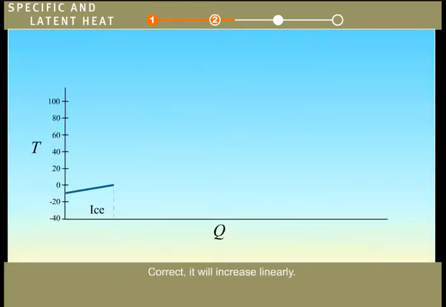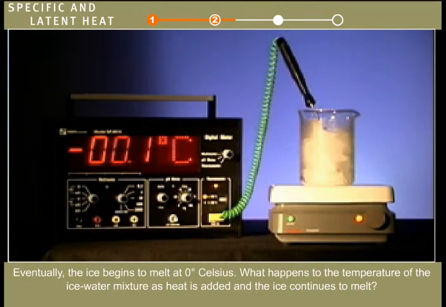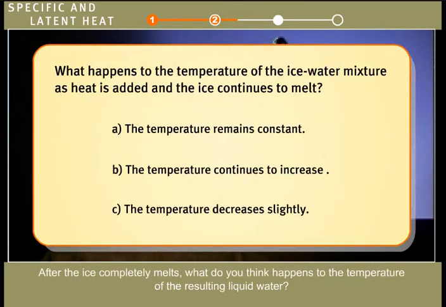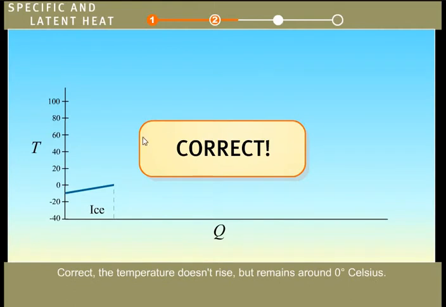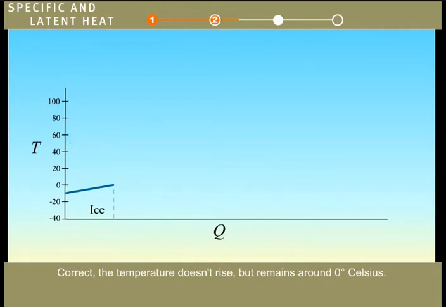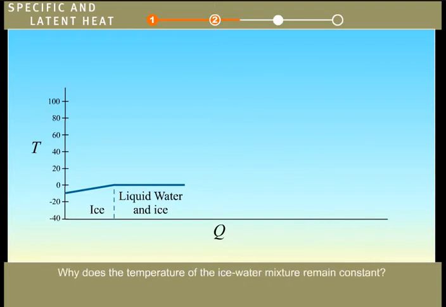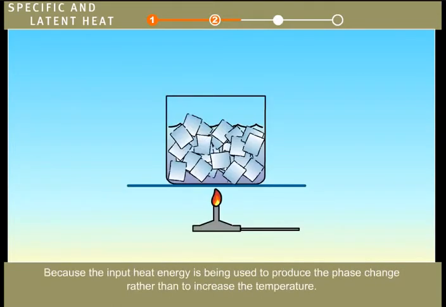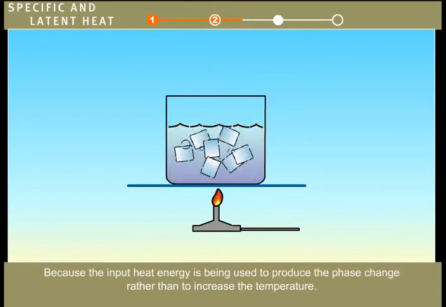Correct. It will increase linearly. Eventually, the ice begins to melt at 0 degrees Celsius. What happens to the temperature of the ice-water mixture as heat is added and the ice continues to melt? Correct. The temperature doesn't rise, but remains around 0 degrees Celsius. Why does the temperature of the ice-water mixture remain constant? Because the input heat energy is being used to produce the phase change, rather than to increase the temperature.